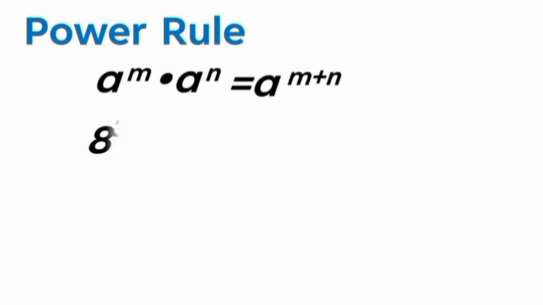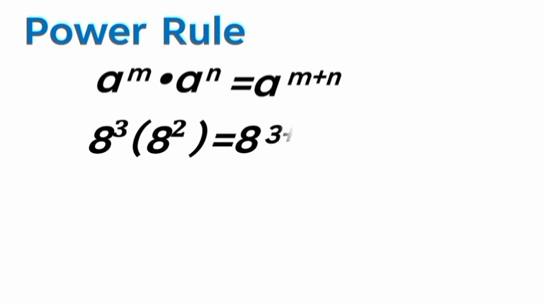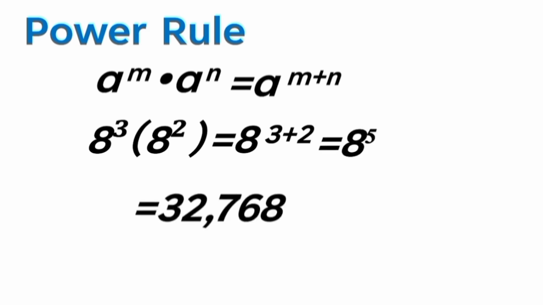For example, you have 8 cubed times 8 squared. This is equal to 8 to the power 3 plus 2, which is 8 to the power 5, which is equal to 32,768. So it is a big number. For short, you just write 8 to the power 5.